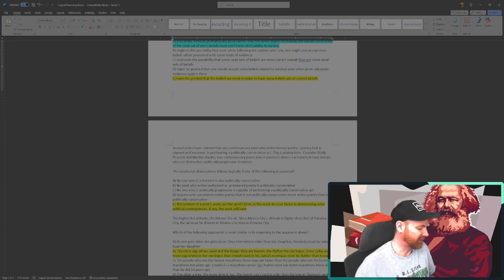Okay, I'm starting to see how these are constructed. So the conclusion that we're trying to reach follows logically if one of the following is assumed.